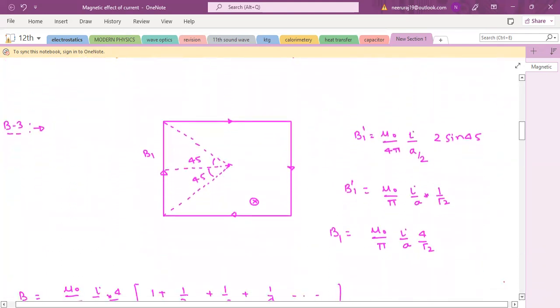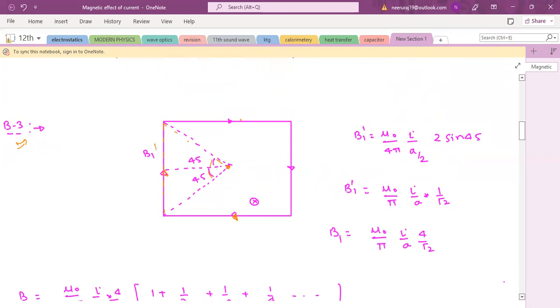Now the next problem is B3. In B3, this is a square, right? And this is a square. You have an infinite square, right, bacho? So first, what you need to do is calculate the field due to a single square, any square. Let's calculate at the center due to this square. So if this is the wire, bacho, then you join the two corners, and both angles are going to be 45, 45. So due to this wire, let us assume the field is V1.